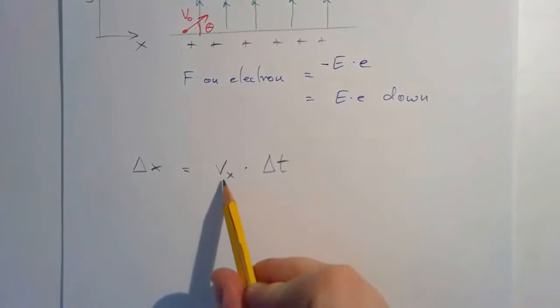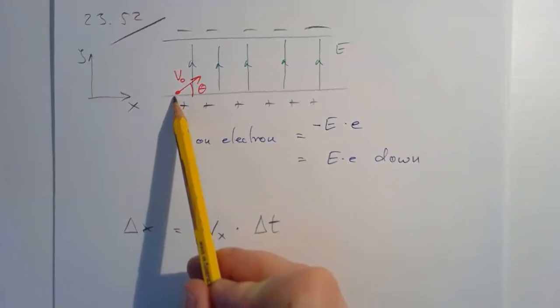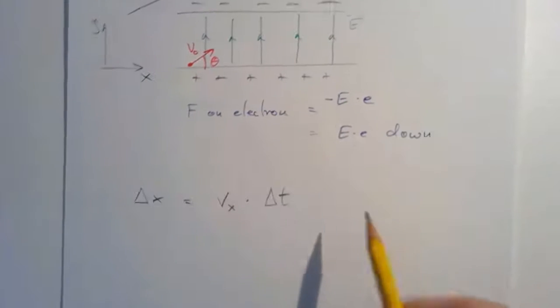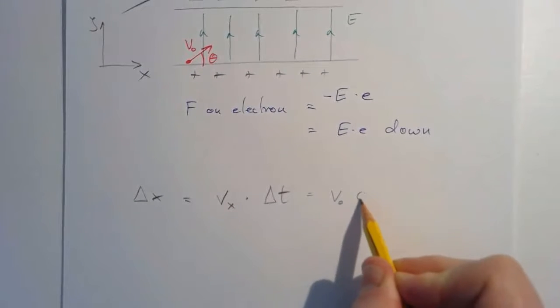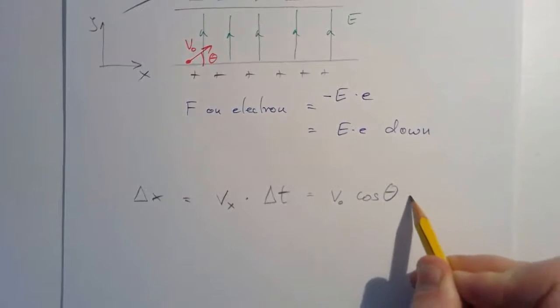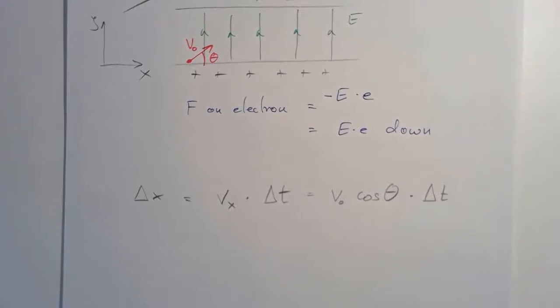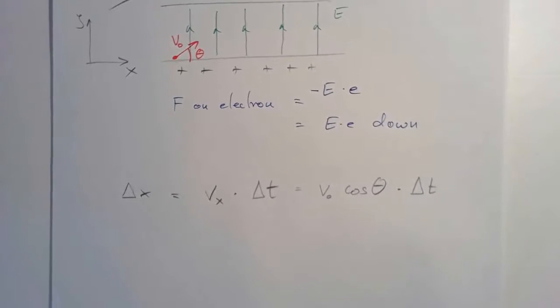But what is this? Well, it's going to travel with a constant velocity, so whatever it has initially, that's the horizontal velocity it's going to keep, which is v naught cosine theta times delta t, right? You solved lots of those kinds of problems early on in your 161 course.